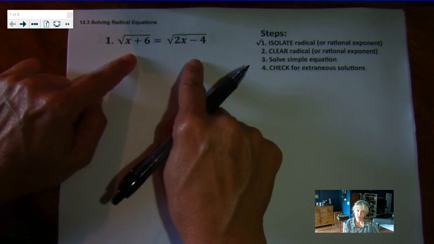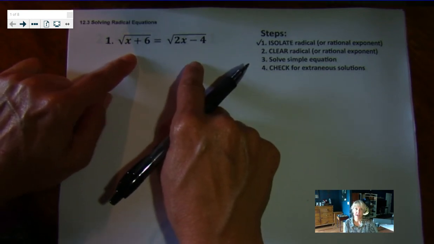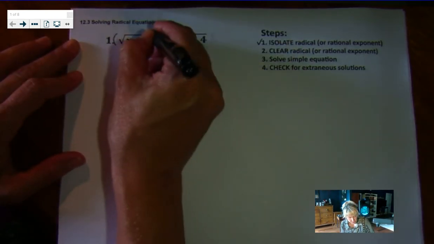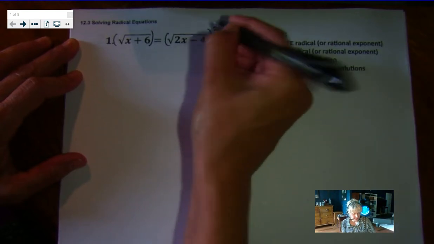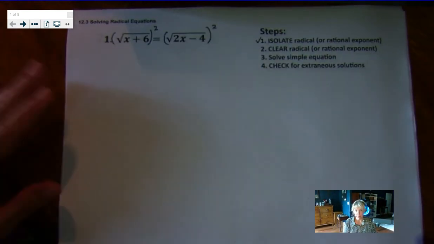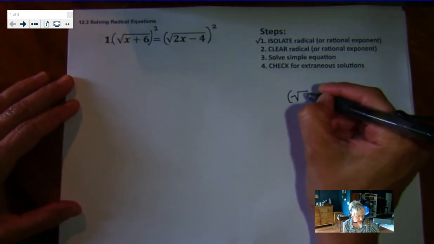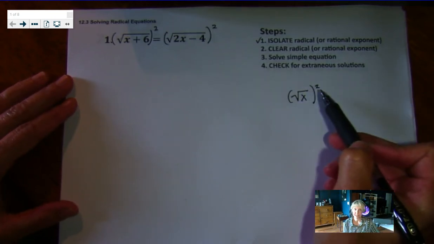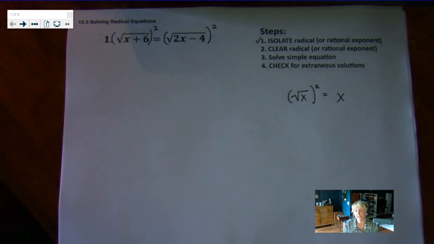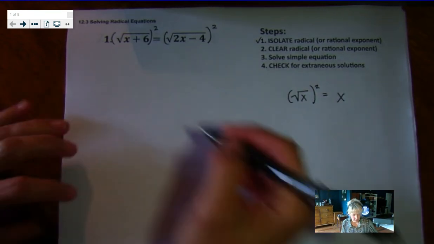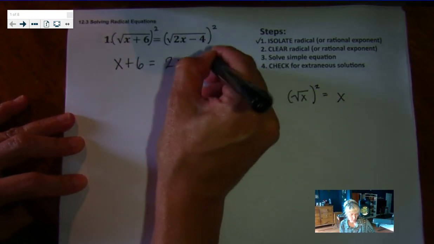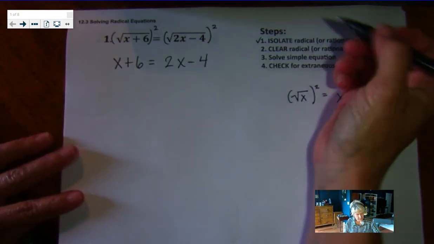To clear the radical, we are going to multiply the exponent. We're going to raise it to the exponent of whatever the root is. These are understood to be square roots, so we are going to raise both sides to the second power. Now remember your exponent rules. If I have anything raised to the second power, that root and that exponent cancel each other out, and this radical sign just goes away. So this is going to turn into x plus 6 equals 2x minus 4.